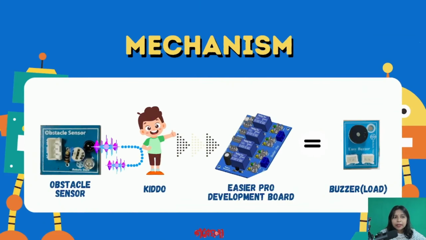So here's the mechanism. Let's see step by step. The obstacle sensor detects the child. It sends signal to the Easier Pro board. The board processes the signal and activates the buzzer. The buzzer rings to alert us when the child is present or moving.